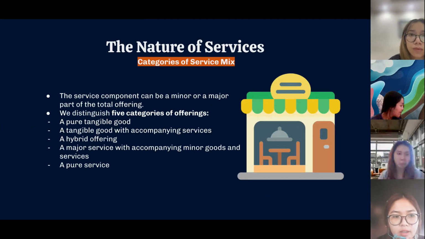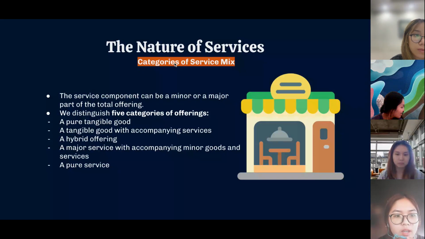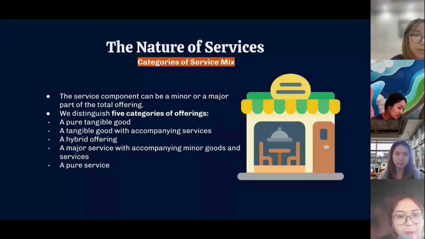The first part of this chapter is the categories of service mix.